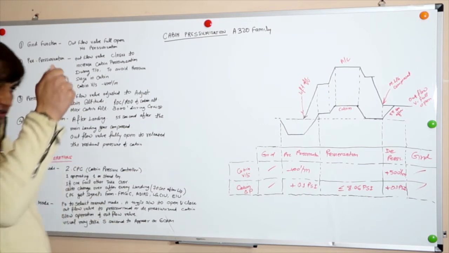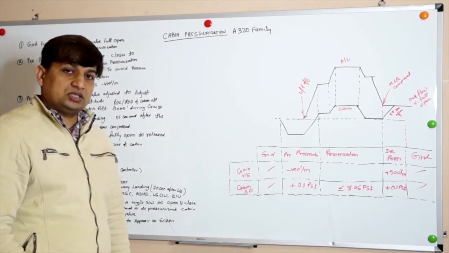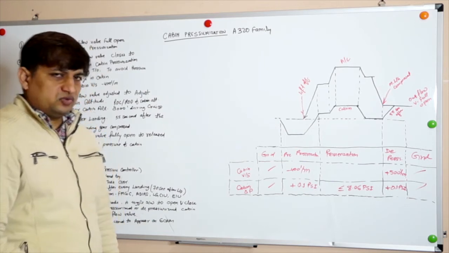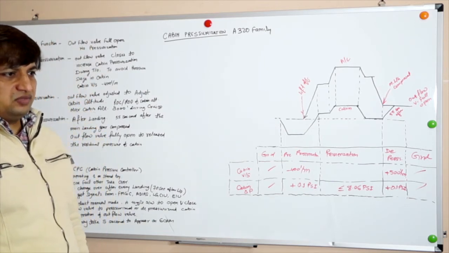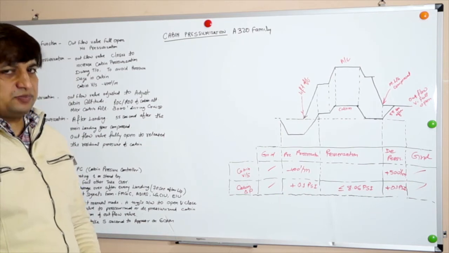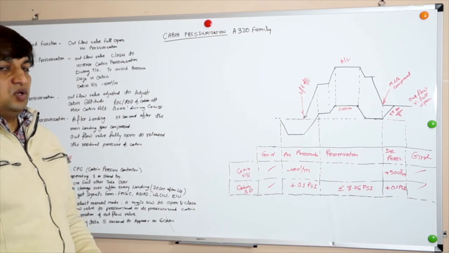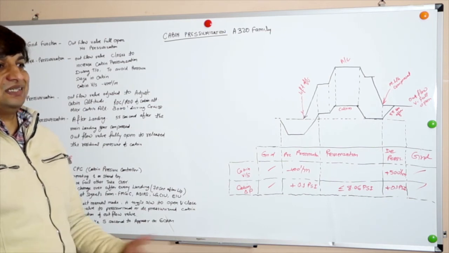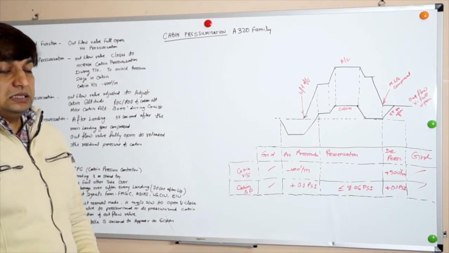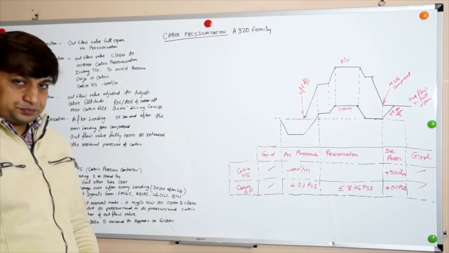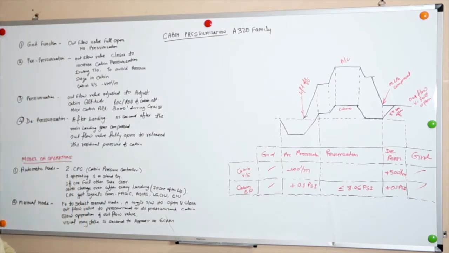If we toggle the switch fully down, it will close the outflow valve, and by closing the outflow valve, cabin pressure can be increased as per the requirement. By toggling the switch up, the outflow valve will open, and by which we can depressurize the cabin on landing or as per the requirement also.